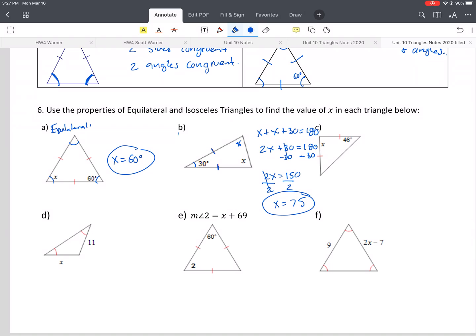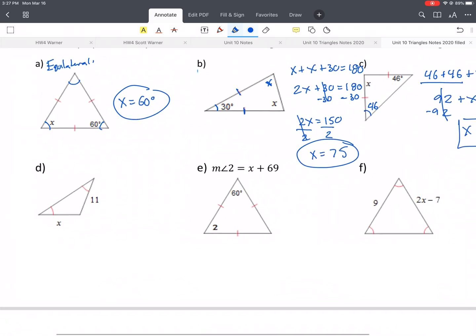All right, so for C, this is also an isosceles triangle, which means that this angle is also 46. So we have 46 plus 46 plus x is equal to 180. Combine like terms, that ends up giving us 92 plus x equals 180. And then we'll subtract 92 from both sides. So x is equal to 88. Okay?